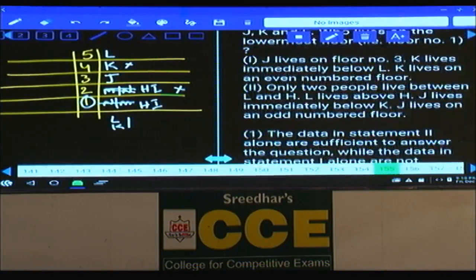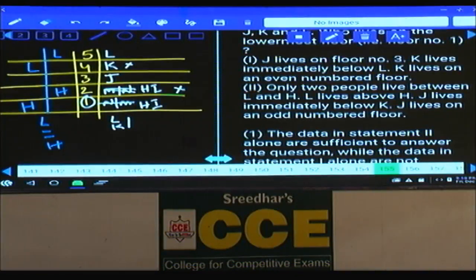Then let us check whether condition number 2 is sufficient or not. The second one: only 2 people live between L and H, and L lives above H. If L is here, H will be here. Or the second possibility, if L is here, H will be here. Only 2 people between L and H, L lives above H.